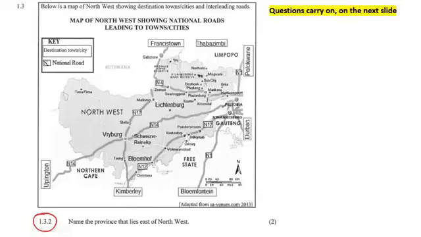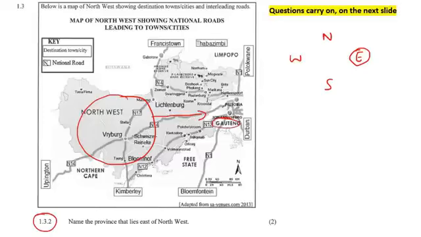Remember east is, so we've got north, south, now we say east. So east is on the right hand side, okay? So they said of Northwest. So if this is the province of the Northwest, then we need to find the province that is to the right, and so that would be Gauteng.